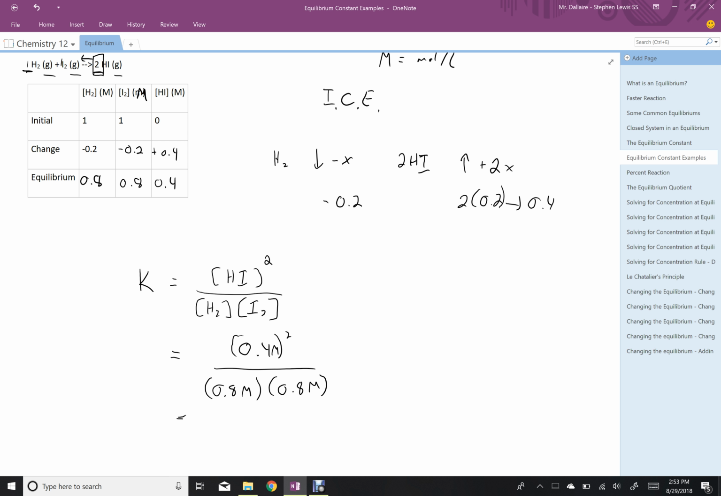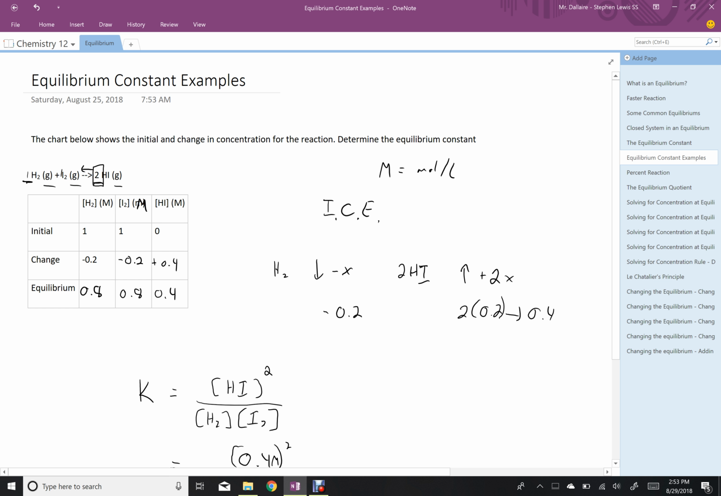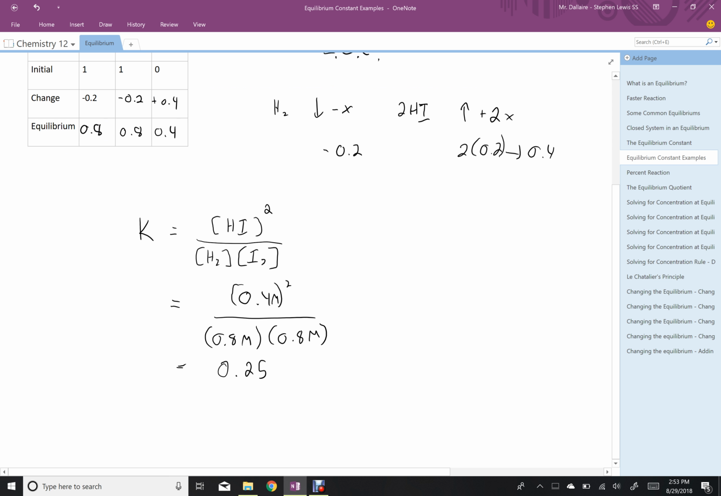So 0.4 squared divided by 0.8 divided by 0.8. And my K value for this is 0.25. And again, molar squared divided by molar divided by molar. They cancel out, but they won't always. So that is the value that the K would have in these conditions.